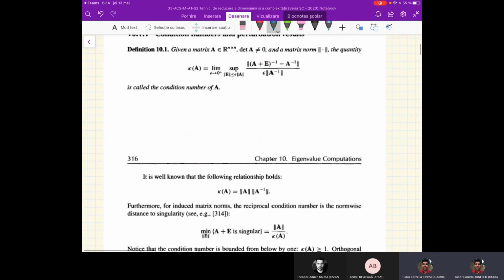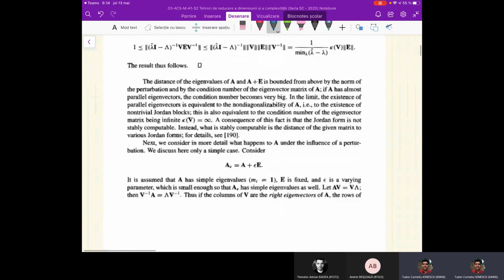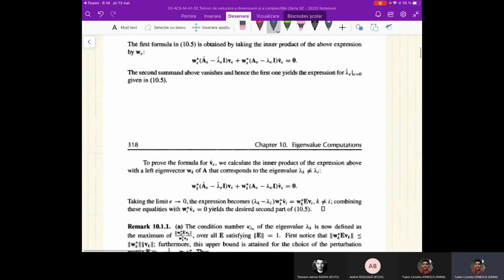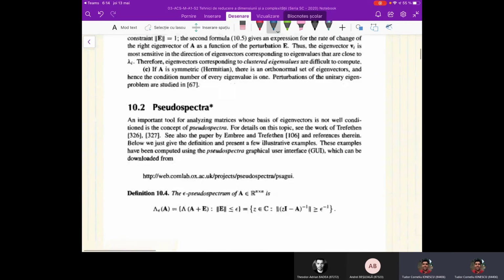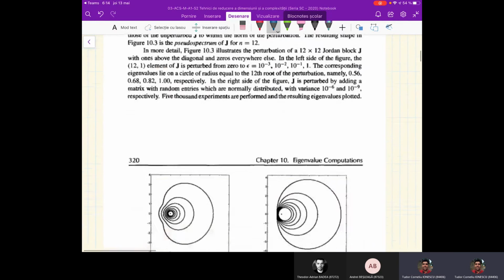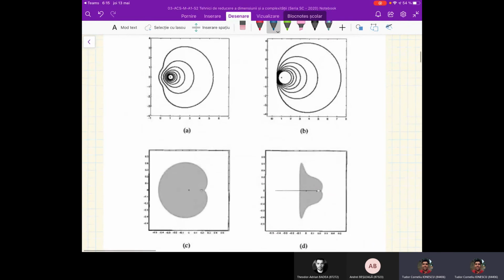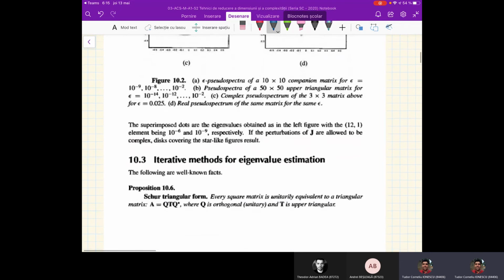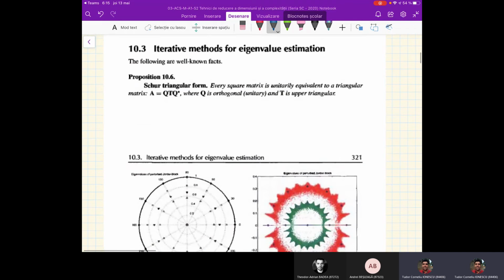Here you have something about condition numbers. These are details which I'm not going to get into. And it shows you how to compute pseudo spectra. This is also used quite a lot in image processing, because images are huge matrices of data. And here they present iterative methods for eigenvalue estimation.